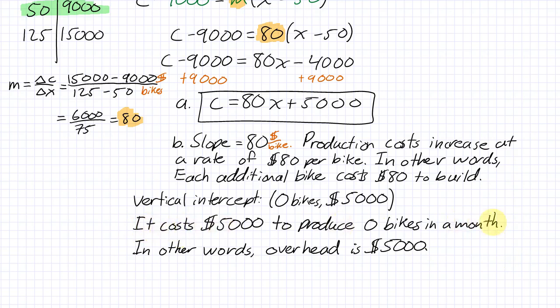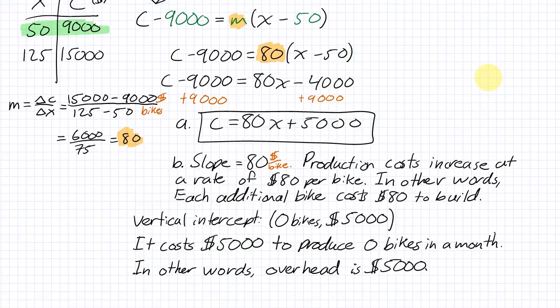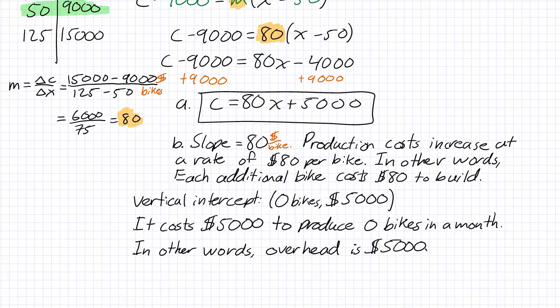I wrote that out as a sentence here. Another way to think of that is overhead is $5,000. That's what it costs to keep this factory open if you're not actually making any bikes. You have to pay the rent for the factory. You probably have to pay the health insurance for your workers, even if they're not earning any wages that month. That's called the overhead.